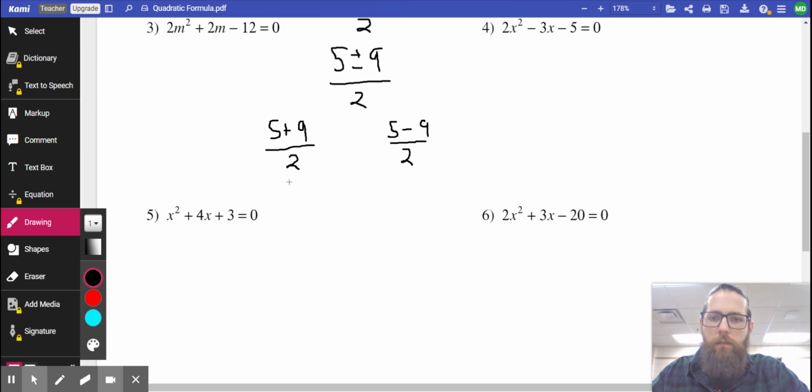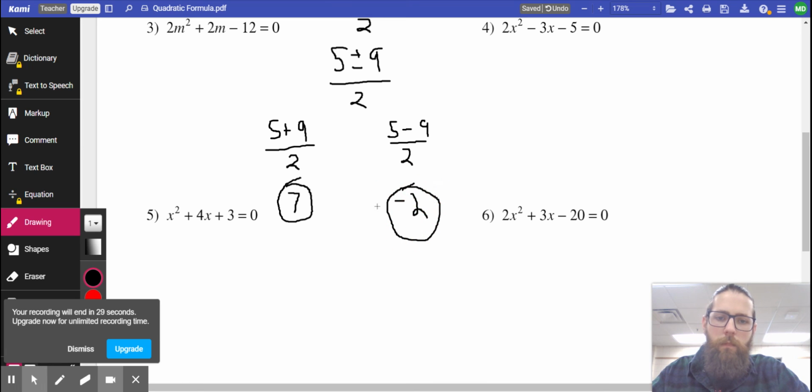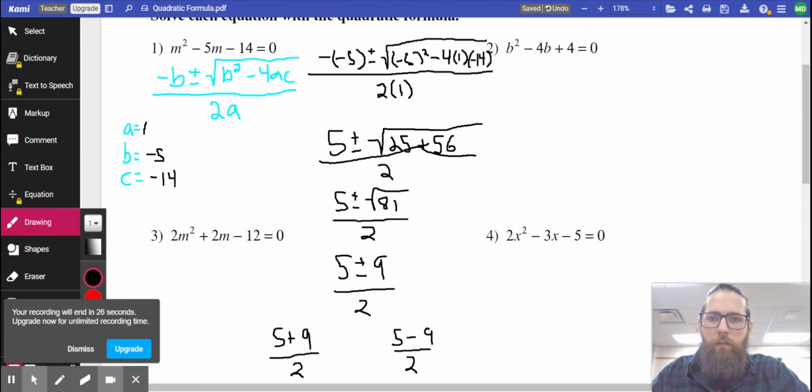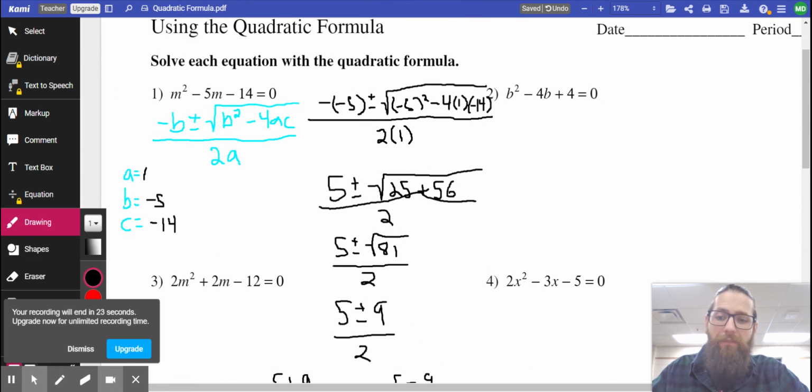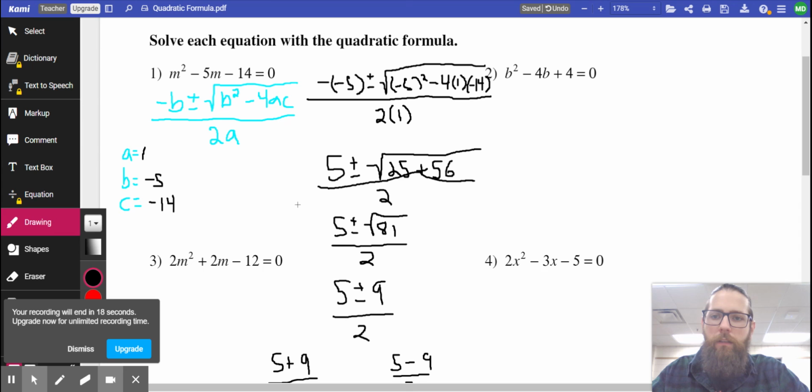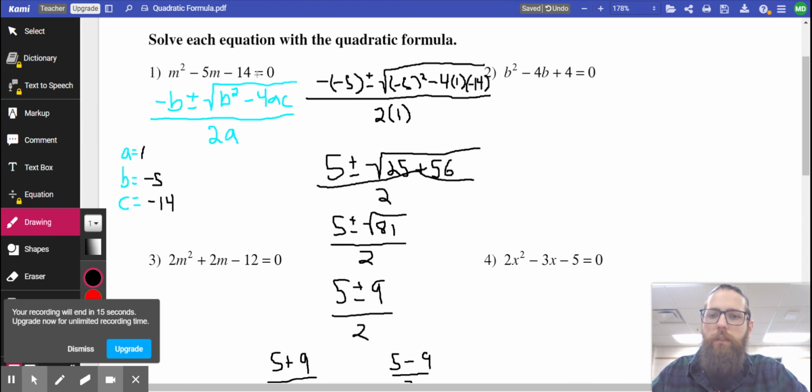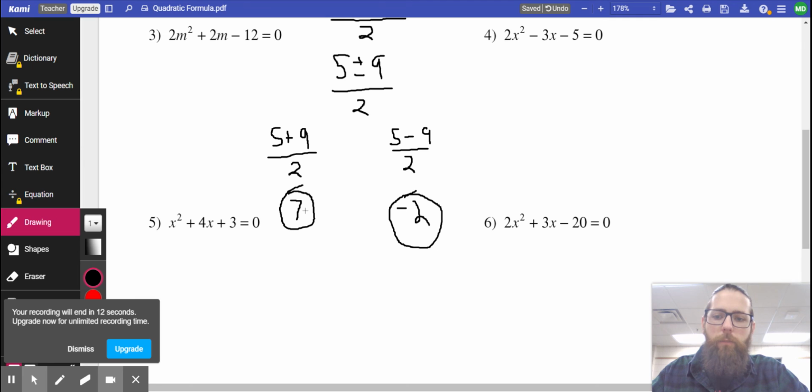So 5 plus 9 is going to be 14, divided by 2 gives me 7. 5 minus 9 is going to give me -4, and -4 divided by 2 is going to be -2. So my answers to this equation, all the way up here, you're going to probably want to use a different piece of paper for these. What does m equal in this equation that makes m squared minus 5m minus 14 become a 0? m could either be a 7 or m could be a -2.